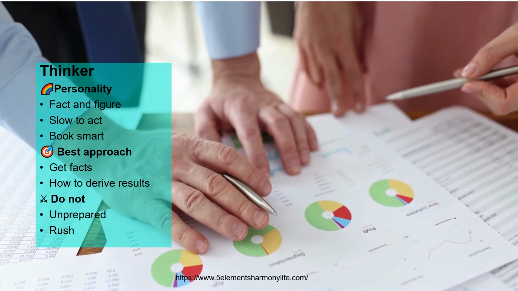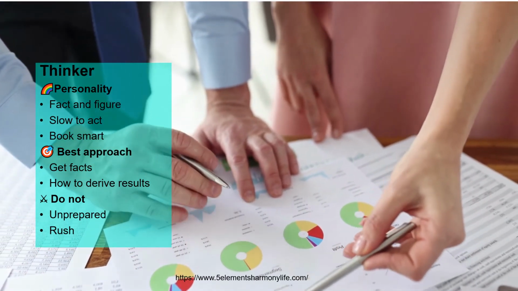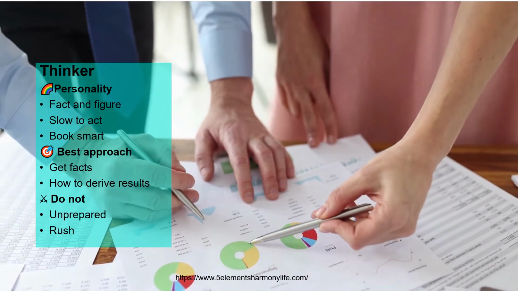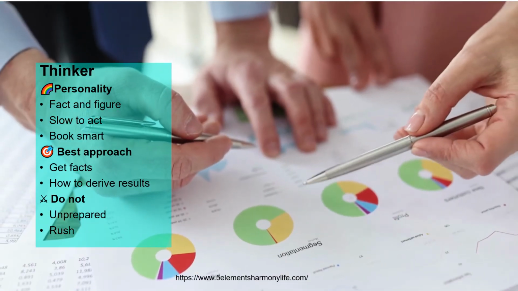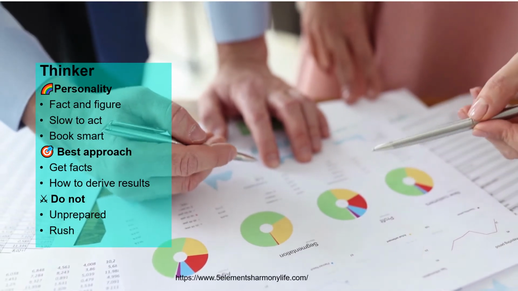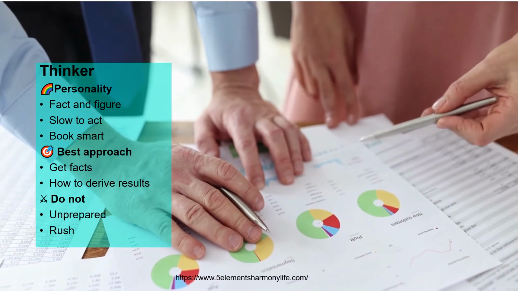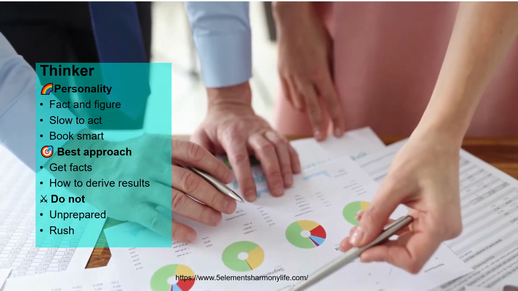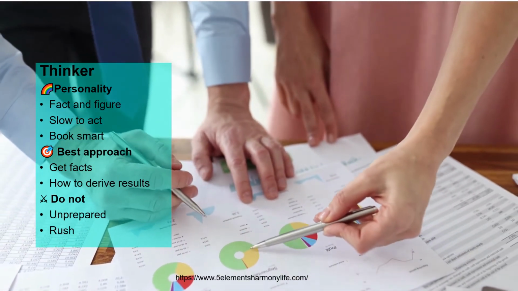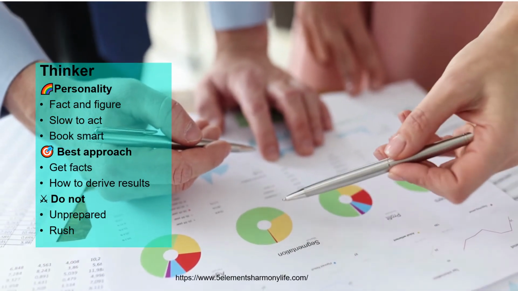The third personality is actually the thinker, who likes facts and figures. They are slow to act, but they are book smart. The best approach to work with them is to get your facts straight, and also tell them how you derive your results, as they will be very interested to know. You need to avoid working with them or having a meeting with them unprepared, or rushing them, which they do not like.